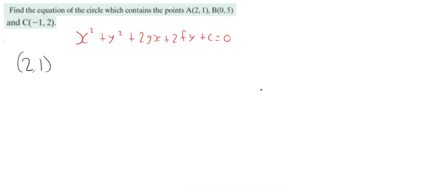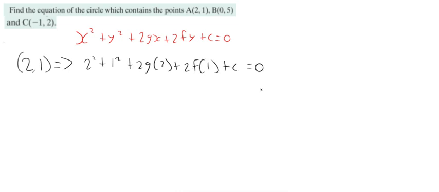So our 2 is the x and our 1 is the y, and we're going to get simultaneous equations pretty quickly. We get 2² + 1² + 2g times 2 + 2f times 1 + c = 0. That's 4 + 1 + 4g + 2f + c = 0, and then 4g + 2f + c = -5, because we're bringing the 5 over to the other side, 4 minus 5.